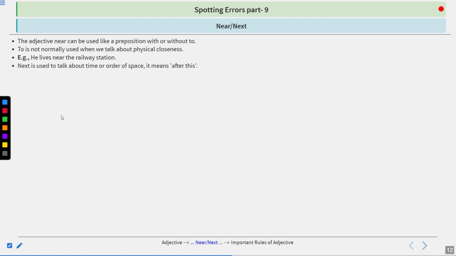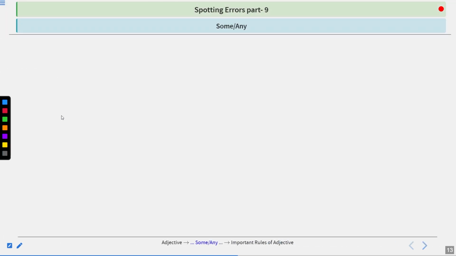Next is used to talk about time or order of space. It means after this. Space here doesn't mean beyond our atmosphere. Space means ground, earth, where we live. It means after this. Example here, she got off at the next stop. Here we are talking about sequence in space.